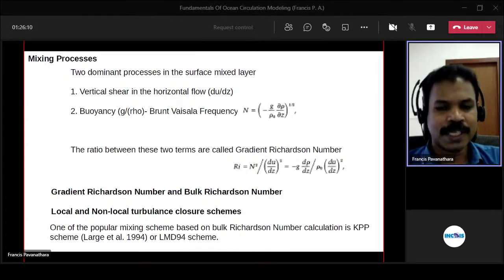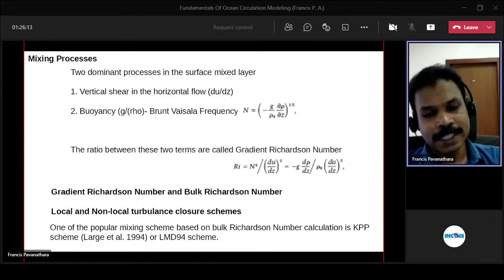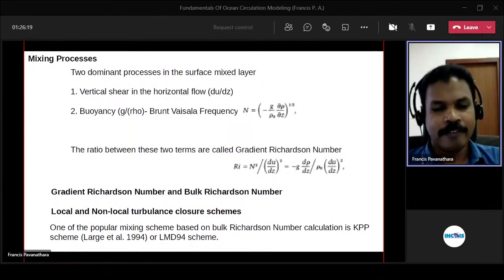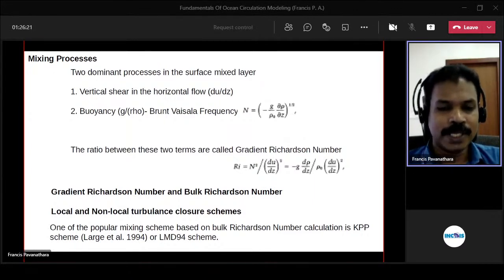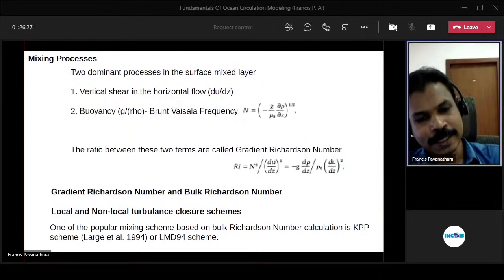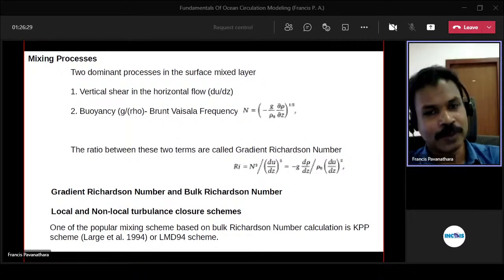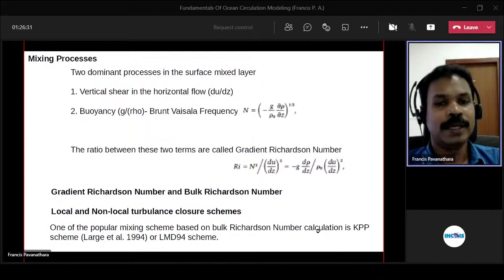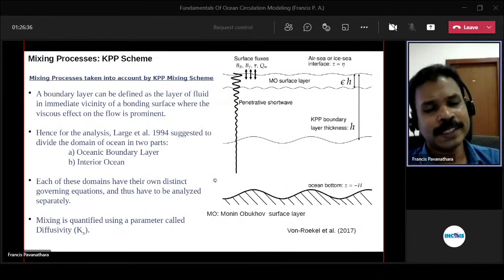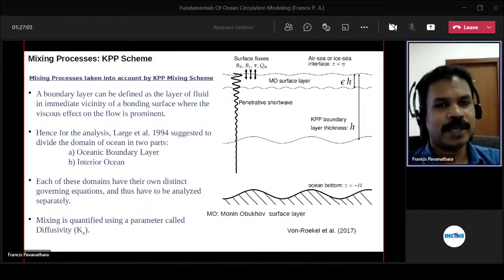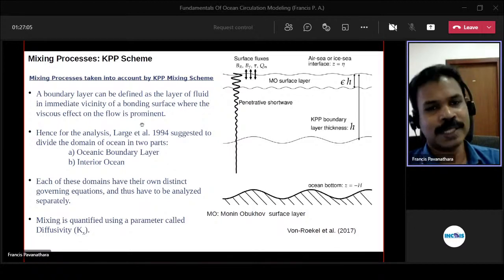So this is a closure scheme based on the bulk Richardson number. Since it is based on the bulk Richardson number, it's a non-local mixing scheme. The effect of the processes happening at the surface is also considered when we close the turbulence in the interior ocean as well. So it's essentially a non-local mixing scheme. This is how the mixing is represented in these ocean models. Mostly ocean models use KPP, particularly climate models. So that's why I'm using this as an example.